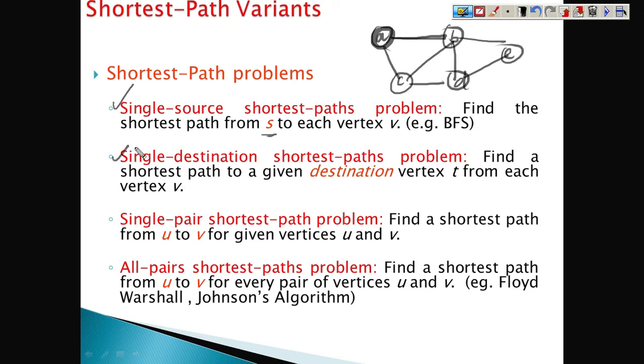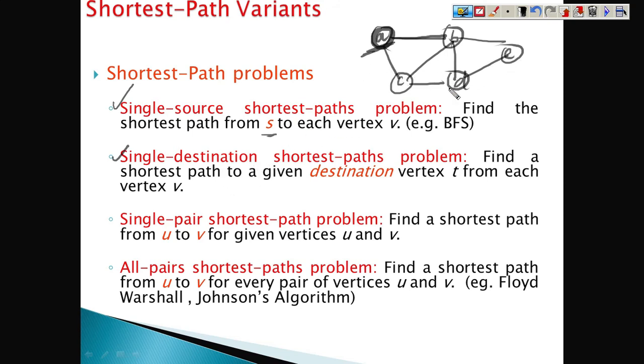Then the second category, or the second variant of this shortest path problem, is the single destination shortest path problem. Now this is just a reverse of the previous one. In the previous one we have one source defined, and from that source we find the shortest path to every other vertex. But the single destination is just the opposite. In the second case, we have one destination defined.